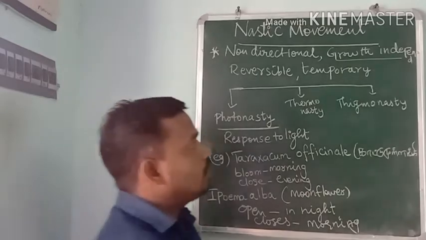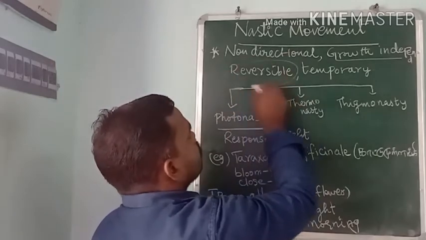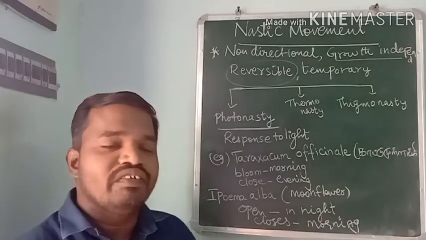So that is growth independent and reversible. The Nastic movement is reversible.